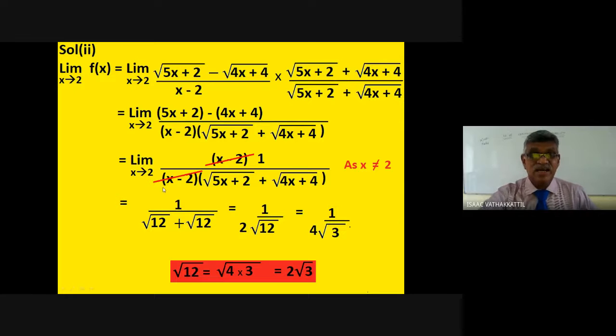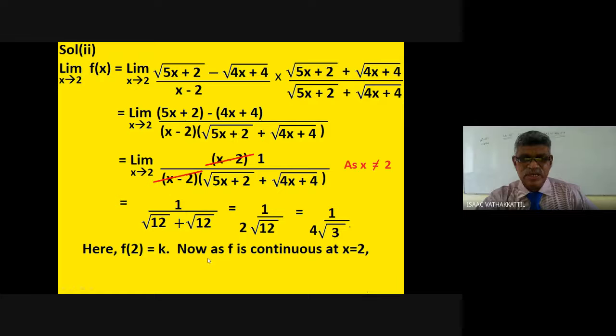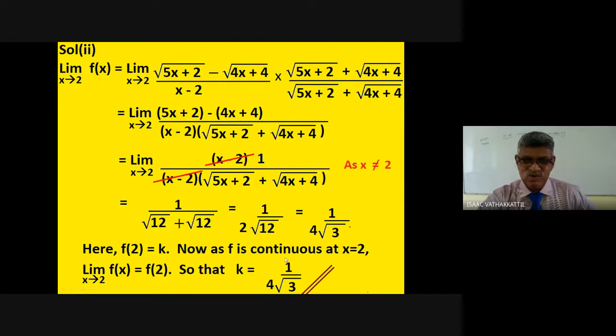What is this? Limit x tends to 2 of f(x), and it is given f of 2 is equal to k. Now as f is continuous at x equal to 2, limit x tends to 2 of f(x) equals f of 2, that is directly k. Because the limit is 1 by 4 root 3 and f of 2 is k, k is equal to 1 upon 4 root 3.